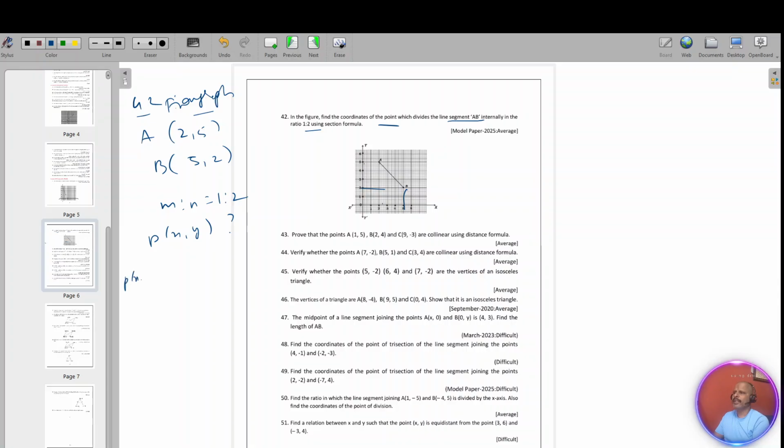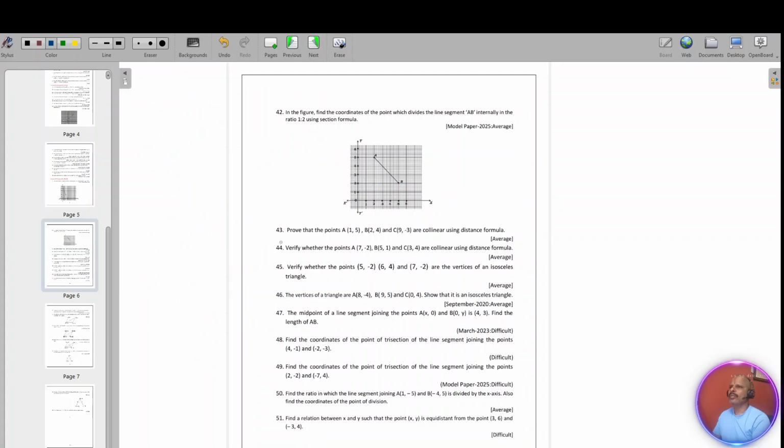So the formula is P of xy equal to (mx2 plus nx1) by (m plus n), comma, (my2 plus ny1) by (m plus n). You know the formula, it's the section formula you have to apply. You substitute the values m, n, x1 y1, x2 y2, where you assume A coordinates as x1 y1 and B coordinates as x2 y2, and substitute. You get the coordinates of the point which divides AB in the ratio 1:2. Okay, we'll move on. Prove that these are collinear. We'll take this formula question.